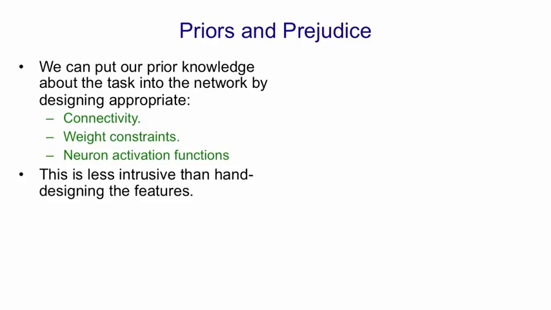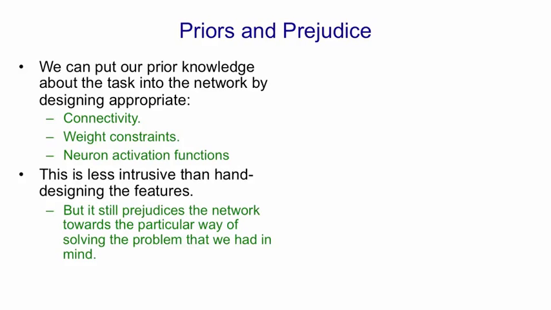This is much less intrusive than trying to hand engineer the features, but it still prejudices the network towards a particular way of solving the problem that we had in mind. We have an idea about how to do object recognition by gradually making bigger and bigger features and by replicating these features across space, and we force the network to do it that way.